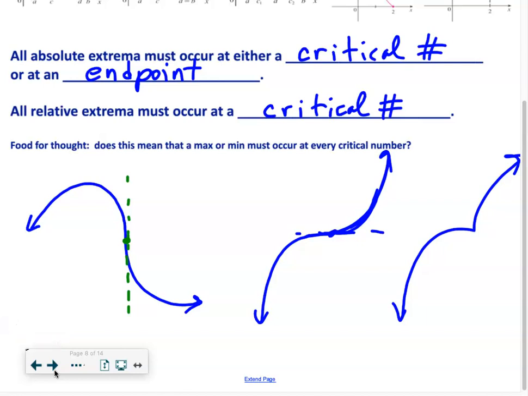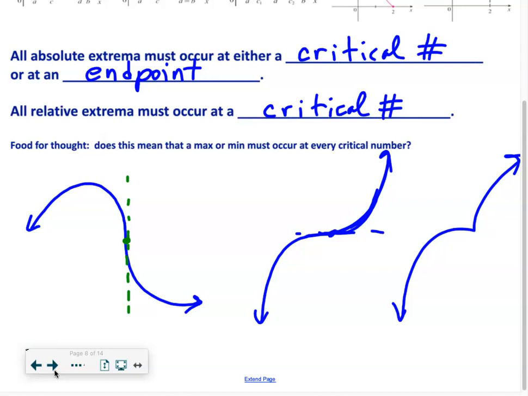Okay. All right. So not every critical number is a relative max or min. Every relative max or min is at a critical number, but not every critical number is a relative max or min. Yes, Luke? What happens when the slope approaches infinity, or just when the function's approaching infinity? Well, when the function approaches infinity, you're talking about endpoints. When the slope approaches infinity, that's when you get those vertical tangents.